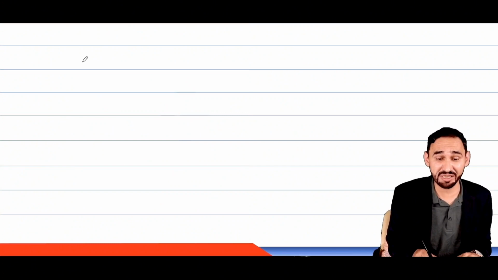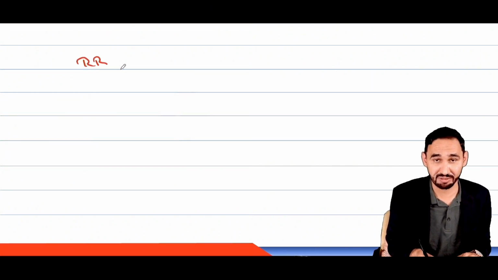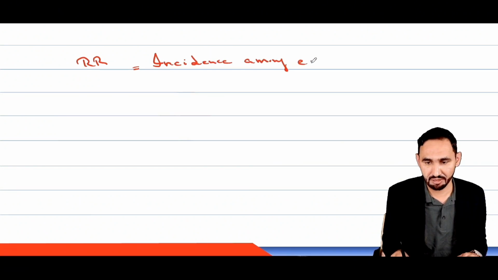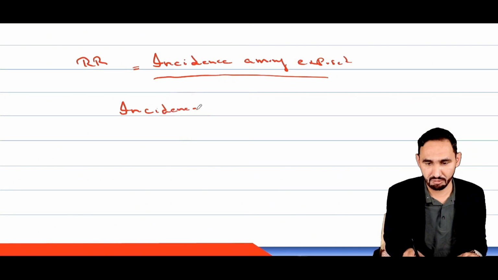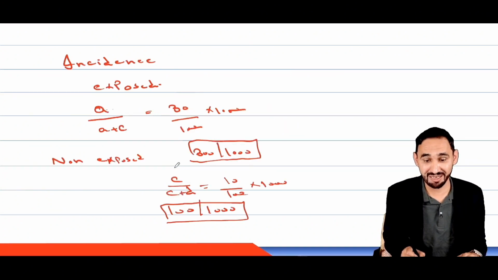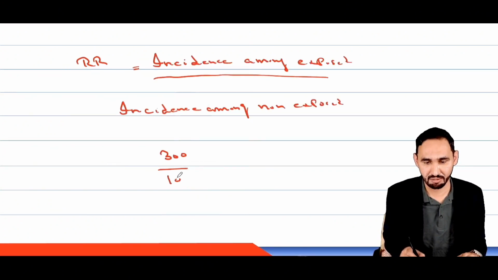Now we'll measure relative risk or strength of association. We'll see whether our association has some strength or not. We'll calculate by this formula: incidence among exposed divided by incidence among non-exposed. What was incidence among exposed? It was 300. What was incidence among non-exposed? It was 100. So our answer will be 3.